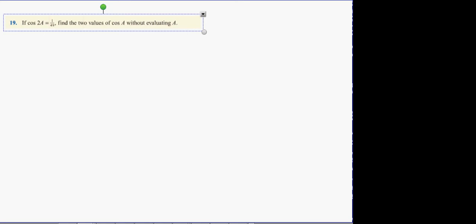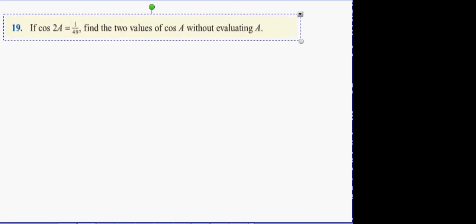If cos 2a equals 1 over 49. Guys, can we accept that this is the same question? Yeah. Oh no, wait. It's not actually, sorry, it's not. Sorry guys. Cos 2a, okay?